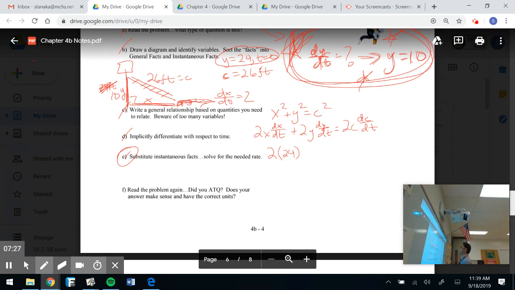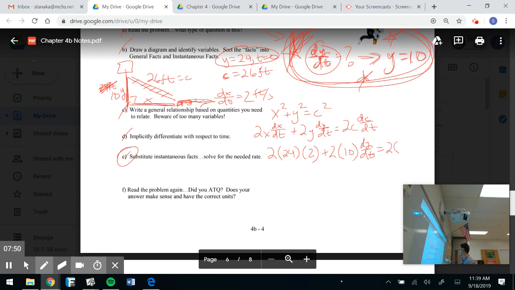Well, what's dx dt? Shame on me. I did right there. That was feet per second. Right? dx dt was 2. Okay? And then we have plus 2 times y. What was y? y at the moment in question was 10. dy dt, I don't know, which is okay because I'm trying to find that. Right? Is equal to 2.